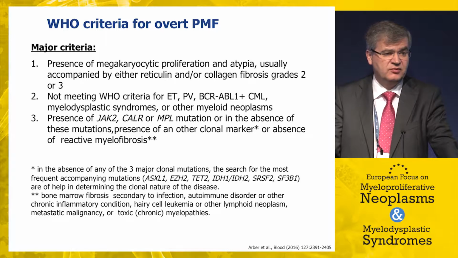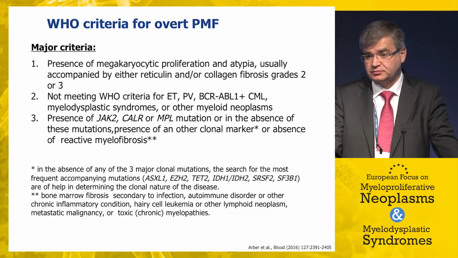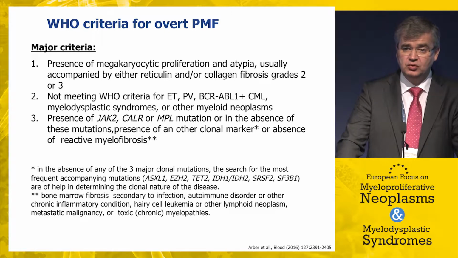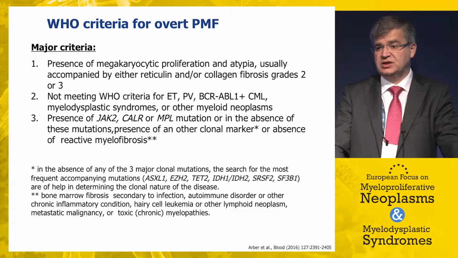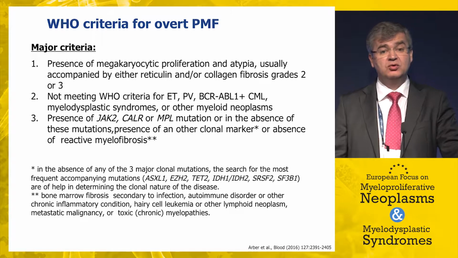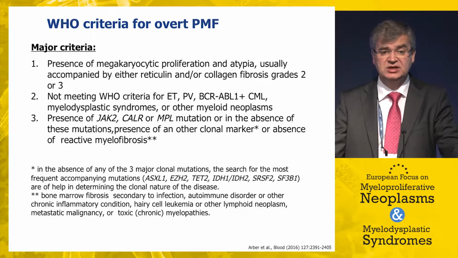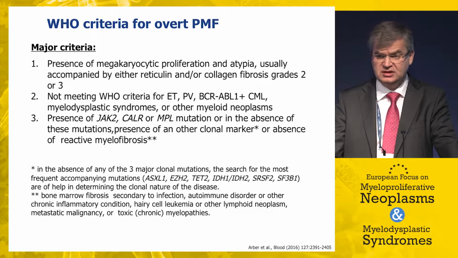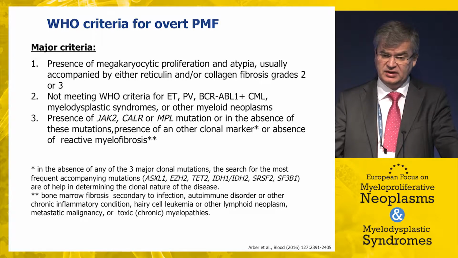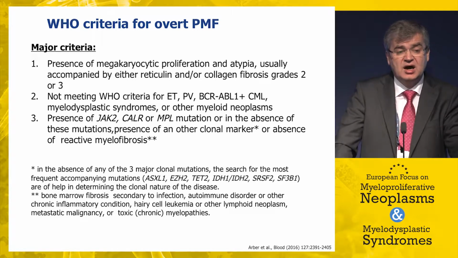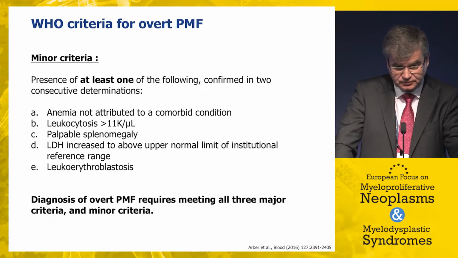So for overt myelofibrosis, there's no major change. You need a fibrotic marrow, that means grade 2 or grade 3, according to the WHO definition. You have one of these driver mutations, and if you don't have clonal evidence by assessing these driver mutations, it makes sense to go further for molecular testing because the additional somatic mutations are prognostically important.